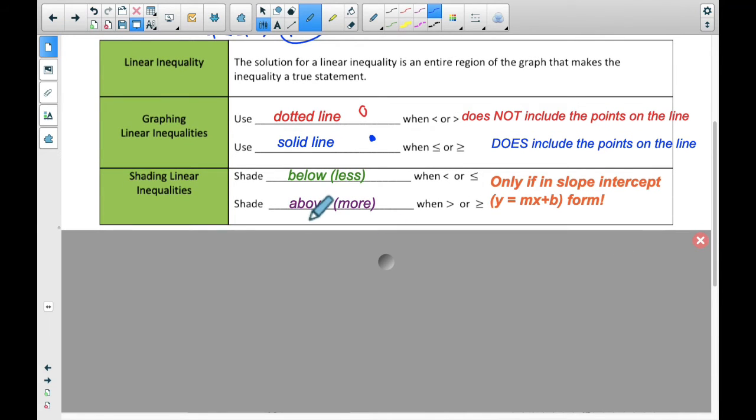Where to shade? We're going to talk about how to shade it. Basically, less than or less than or equal to will usually go below the line, because below is less than. If it is greater than or greater than or equal to, it will usually go above the line, because above is more, this is greater. However, this really only works if it's in slope-intercept form. If it's not in slope-intercept form, we have to figure some other things out.